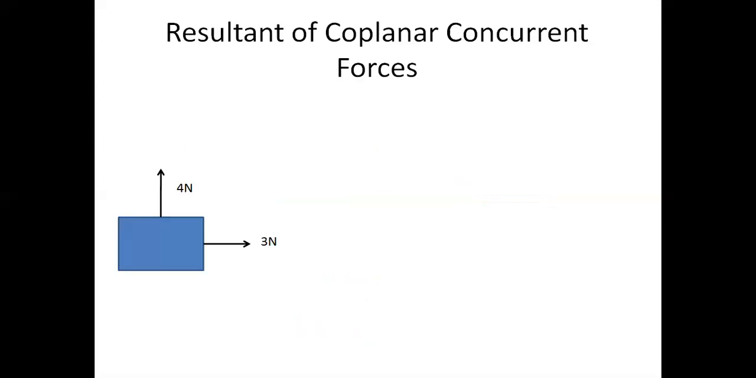Now let us come to our problem. This problem we are talking about. This is 3 newtons this side and 4 newtons this side. How to solve this problem? Therefore, this is P and this is Q. Therefore, resultant R equal to under root 3 square plus 4 square. That is nothing but 9 plus 16, under root 25, 5 newtons.